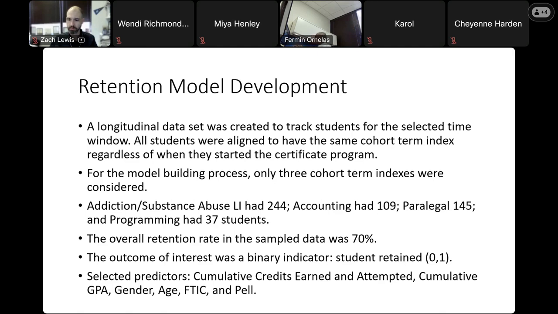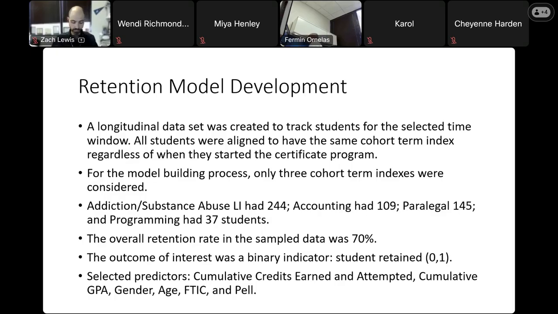The retention rate was about 70%. The outcome of interest was whether the student was retained or not, from the beginning of the term until the third term. So it wasn't necessarily the fall. Well, it's actually the fall, but none of them were starting on the same fall, given that we picked between 2018 and 2022. So there was a different starting point for each one of those students.